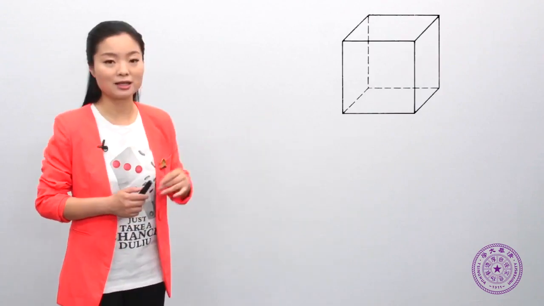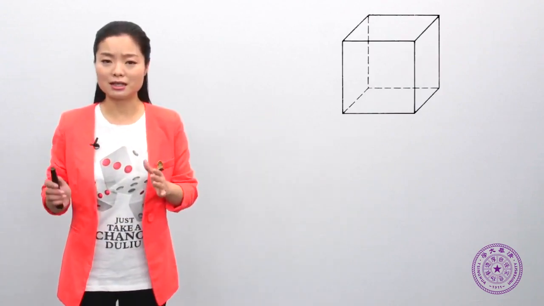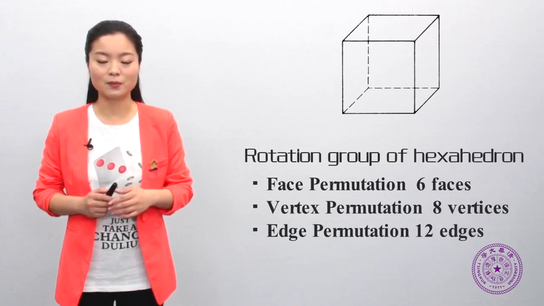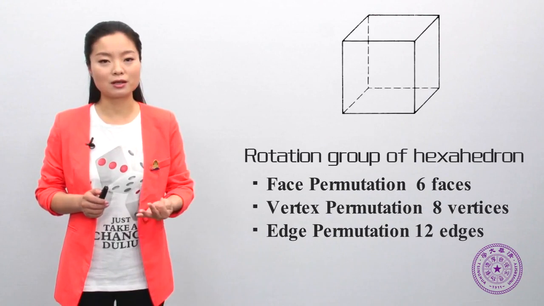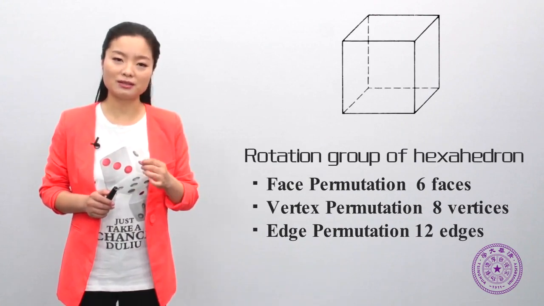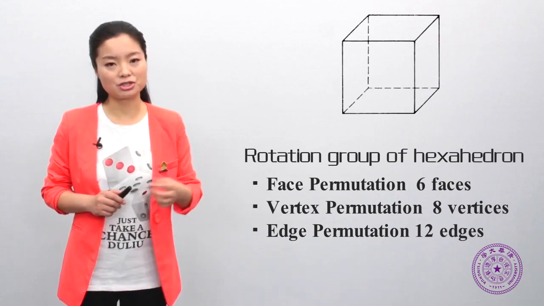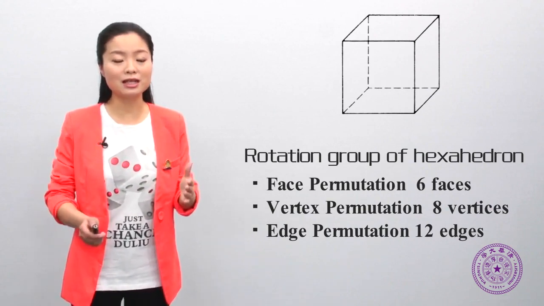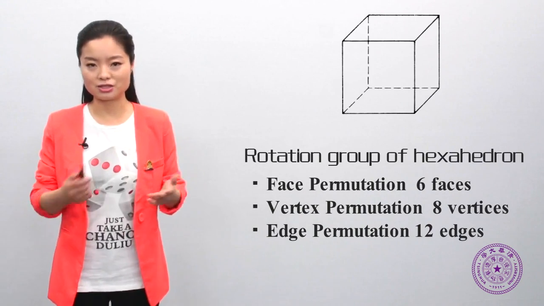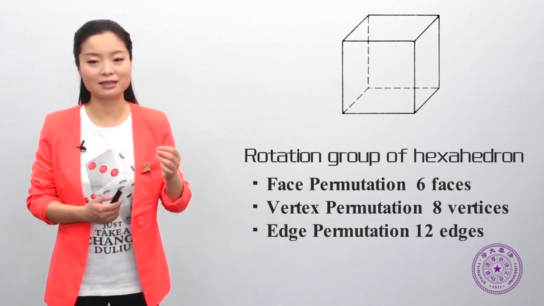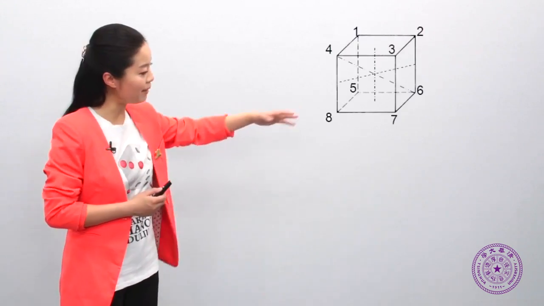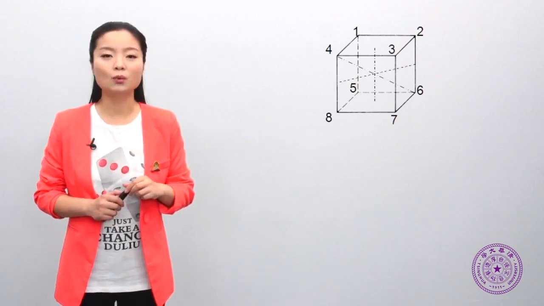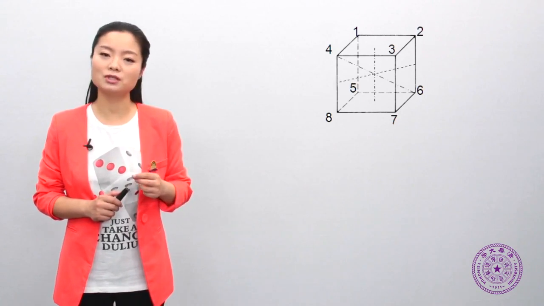First, we may need to know the structure. How many faces are there, how many edges, and how many points? For a regular hexahedron, 6 faces, 8 vertices, 12 edges. We can consider the permutation of its vertices, or the permutation of its faces, or the permutation of its edges. We first take the permutation of vertices as an example. For 8 vertices, we label them respectively 1, 2, 3, 4 until 8. We will see under different rotation situations what kind of permutations there are.